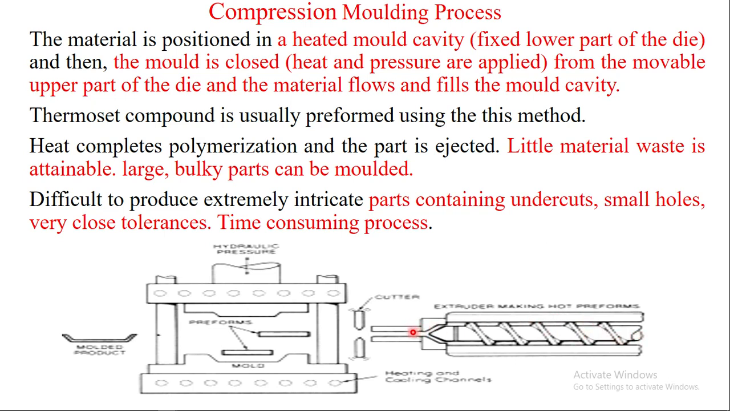Then it prepares the sheet. A plastic sheet is prepared in here. Then it is cut. The cut one is this one. Then the cut piece is inserted under the mold. Then the pressing process is done in here. So the output product looks like this from the compression molding process.